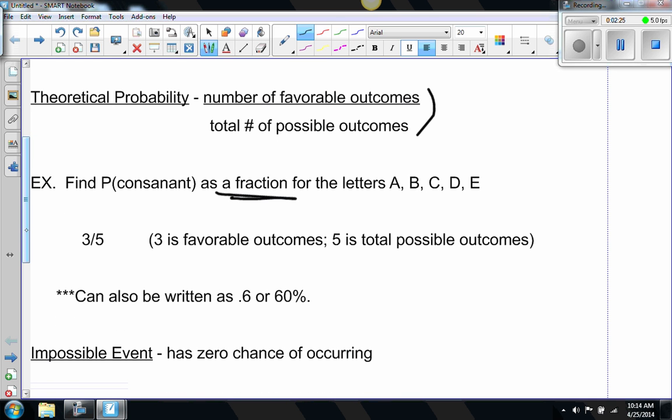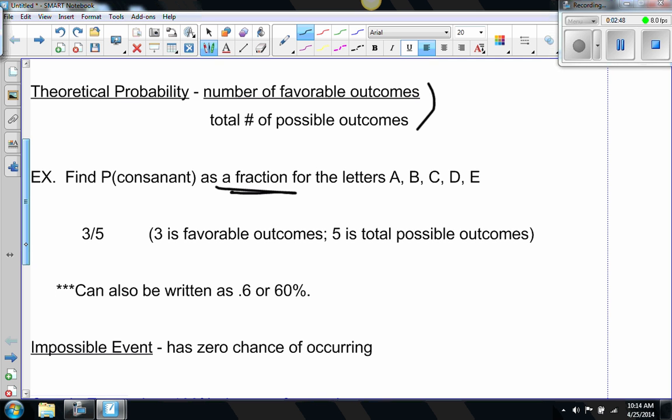An impossible event has a 0 chance of occurring. So something that absolutely cannot happen. So there's no way I'm going to be able to spend $1 million tomorrow, right? First of all, I don't have $1 million.